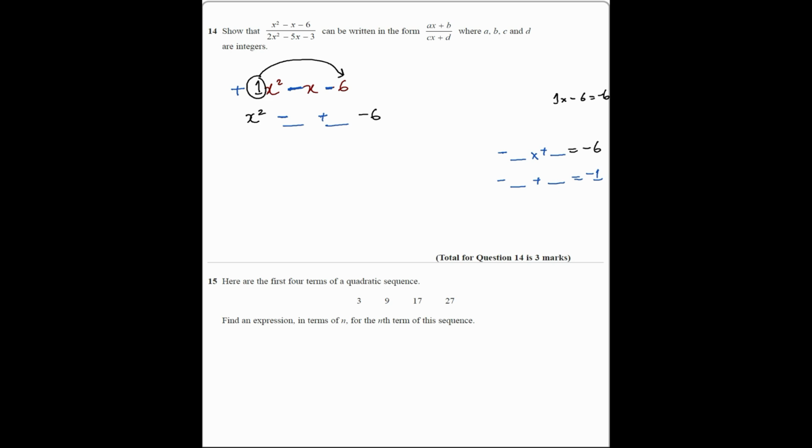So the two numbers are -3 and 2, because -3 times 2 is -6 and -3 plus 2 is -1. Now here we have to group it like this, x square minus 3x and plus 2x minus 6. We have to group it in this way.